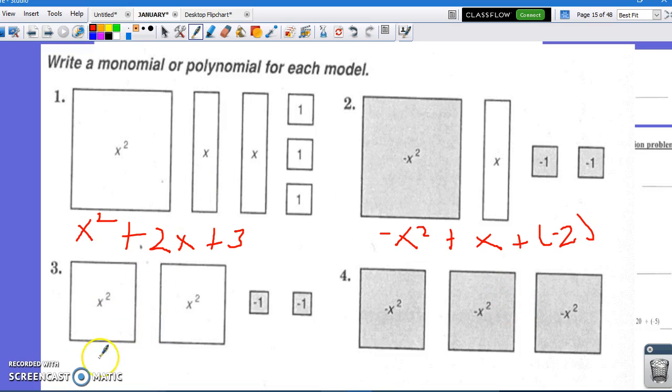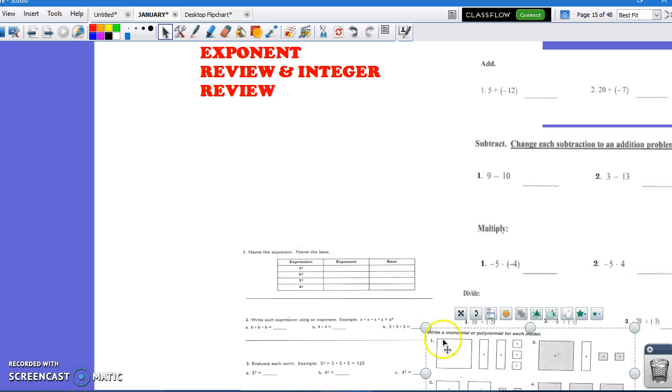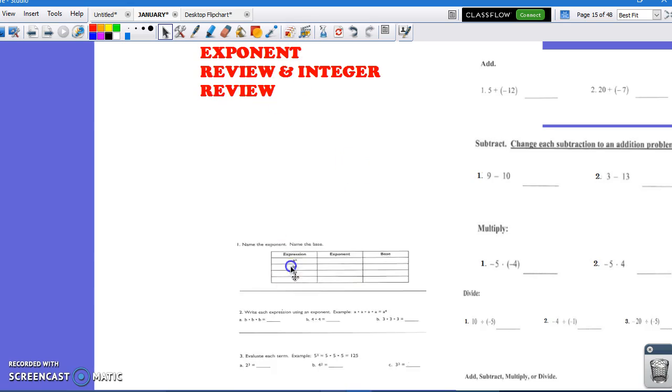This one, how many x squares do you have? 2, combined with 2 digits. There you go. Or, how many negative x squares do you have? 3. So 3 negative x squares. Again, I apologize for the sloppy handwriting, but now you get the idea. Do not freak out at problems that look like this. You can see how easy they really are. Moving on. Next part, we'll focus on exponents review and integer review.